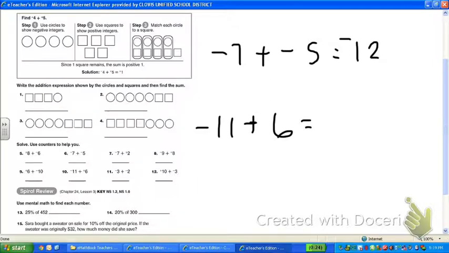So negative 11 plus 6, it's a war because they have different signs, so it's actually going to be 11 minus 6, which is 5, and we keep the sign of the bigger number. So 11 is bigger than 6, so we're going to make this a negative 5. And that was number 10.